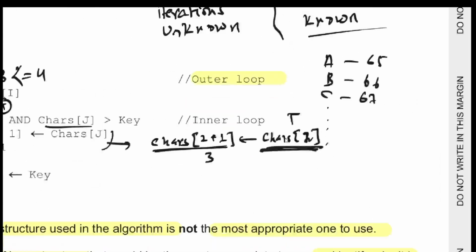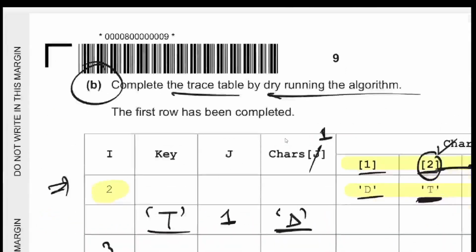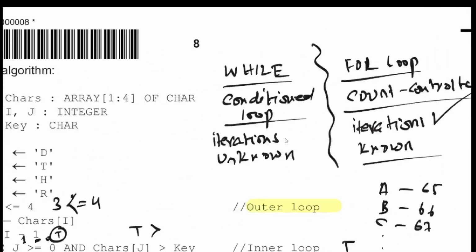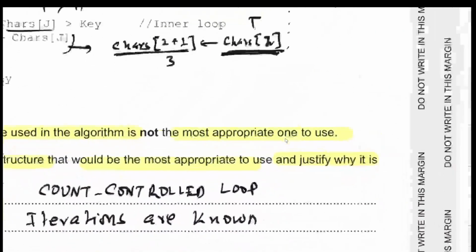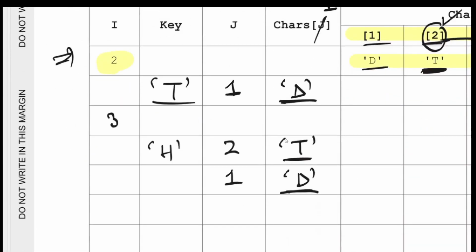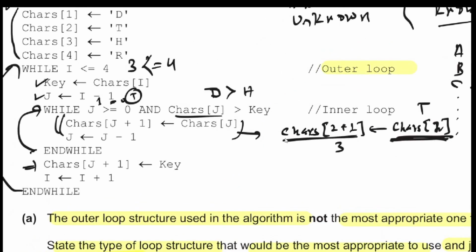J में अब T है. When you go back, this is T is greater than or equal to key. What is key? Key is still H. So T is greater than H. Yes, T is, sorry, not T, it is D. I mistakenly wrote T. It is D. D is greater than H? No, D is not greater than H.